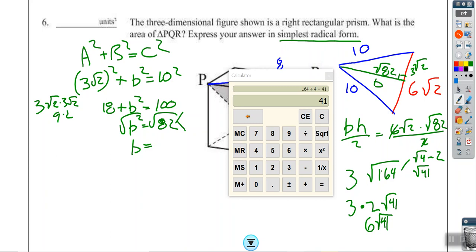So I'm hoping that if I did everything right, I will get 6 times the square root of 41. And looking at the answer, winner, chicken dinner. All right, let's go.